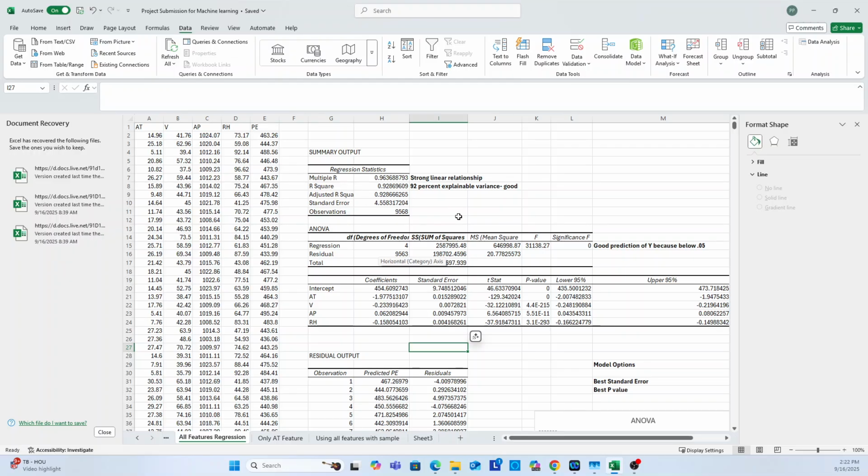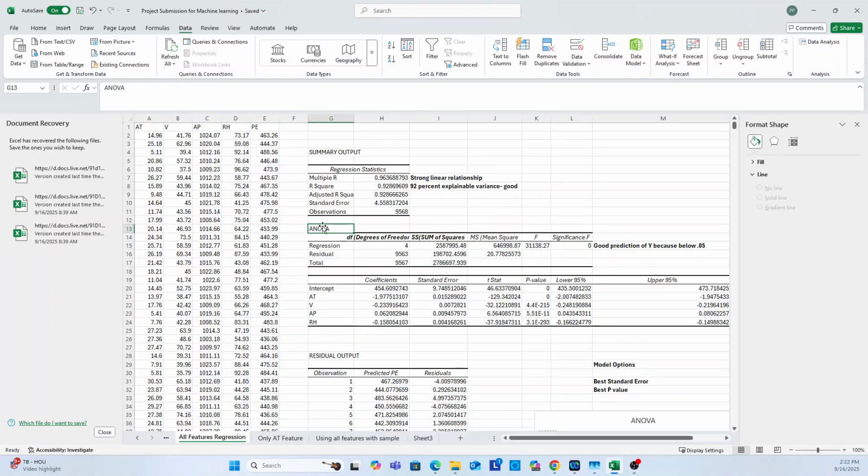that's when I began learning how to interpret this and what the different abbreviations mean in here. First, with the regression statistics, there was definitely a strong relationship, 96% relationship, with the features to Y or PE in this instance. And so definitely looked promising there.